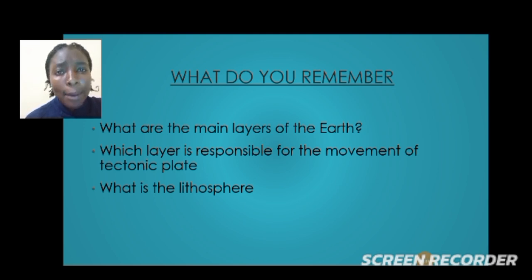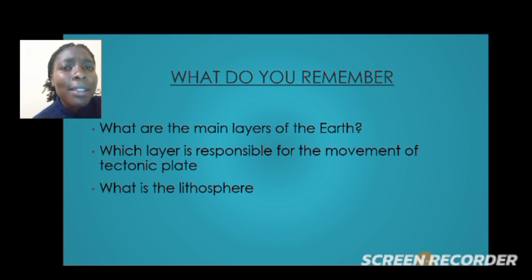I can ask a question: which layer is responsible for the movement of tectonic plates? Anyone who knows the layer that is responsible for movement of tectonic plates, or who has ever heard of it anywhere, or can remember from the last class? Okay, we talked of the mantle, especially the asthenosphere.